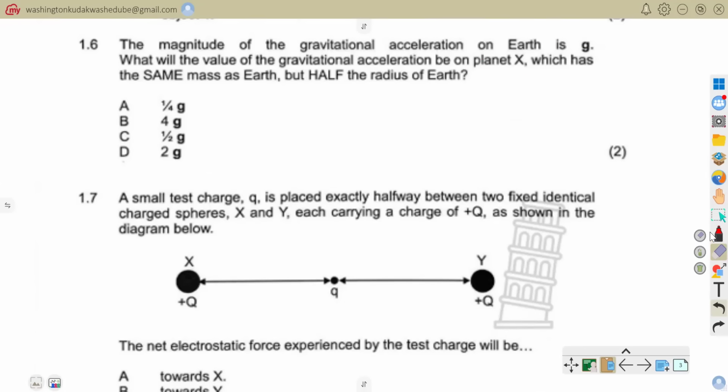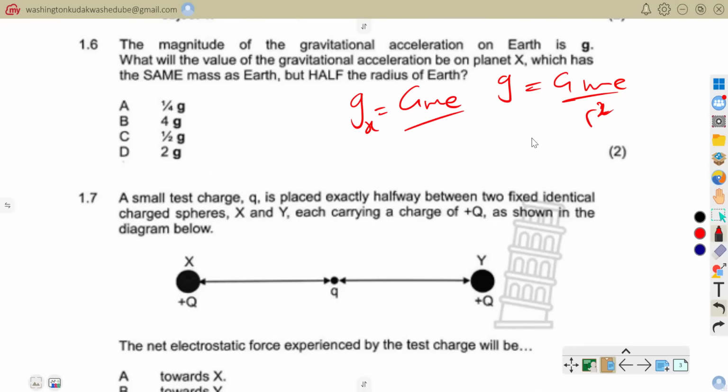So we know that the gravitational acceleration is given by G mass over r squared, where this is the mass of the planet. So this is the mass of planet Earth. And we are now saying what would be the gravitational acceleration on planet X, which has G and the same mass as the mass of Earth, all over the radius, which is just half r of Earth, squared.